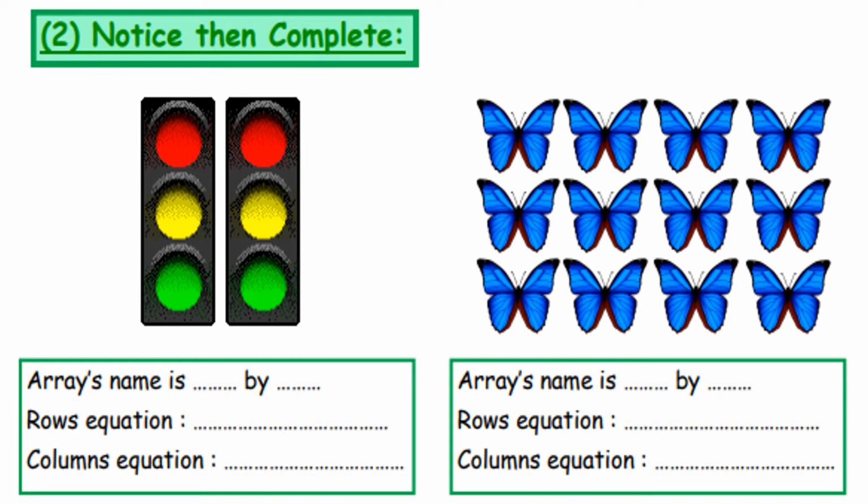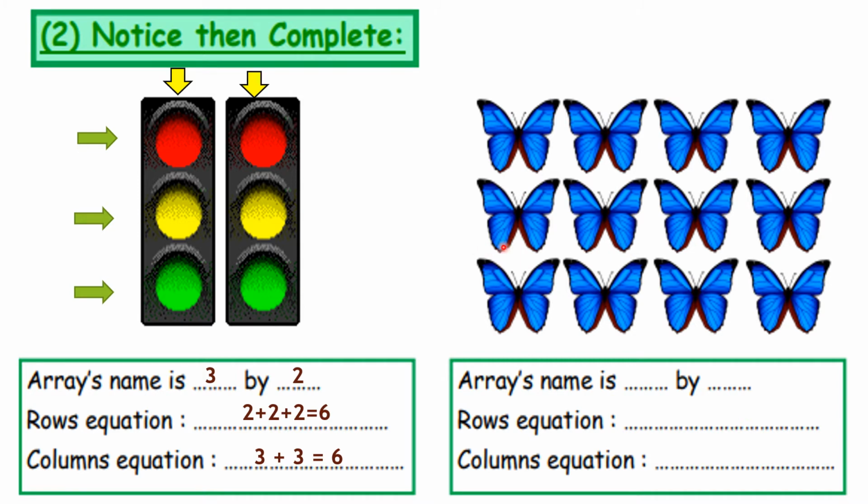Notice and complete. I want to know the name of this array too. How many rows do I have? 1, 2, 3 rows. So I put 3 here. How many columns? 1, 2 columns. So I put 2 here. So the name of this array is 3 by 2. And I want to know the rows equation of this array. I have 3 rows. Each row has 2. So 2 plus 2 plus 2 equals 6. The columns equation is, I have 2 columns. Each column has 3. So 3 plus 3 equals 6.